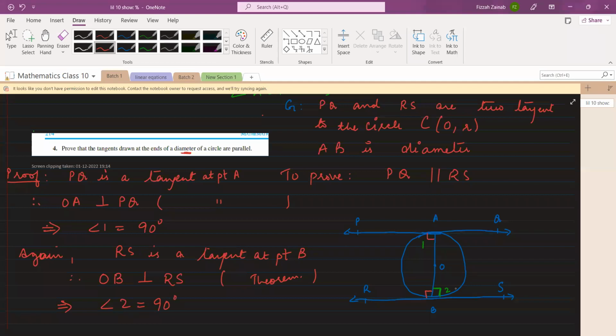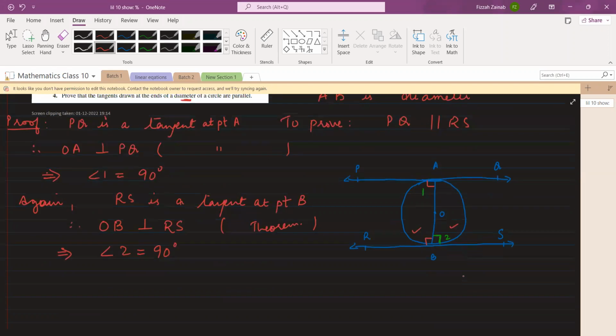So either angle we can take, right? Left or right, no issue. Both are 90. So ultimately they are linear pairs, so 90. So angle 2 is 90.